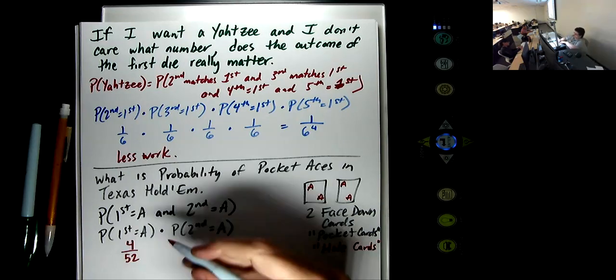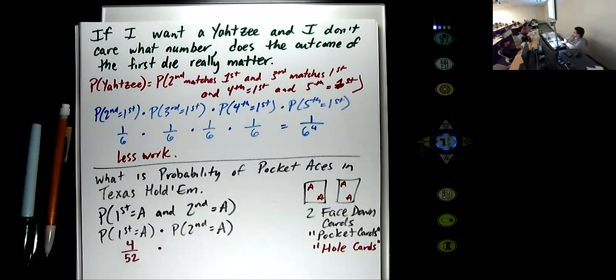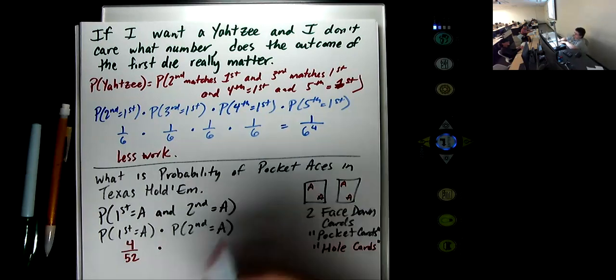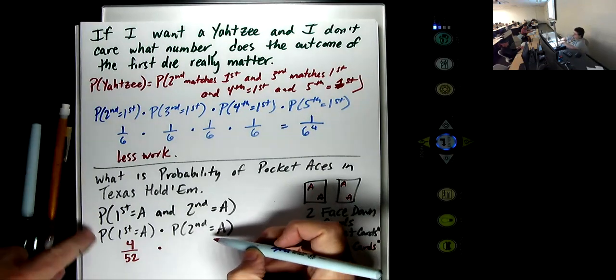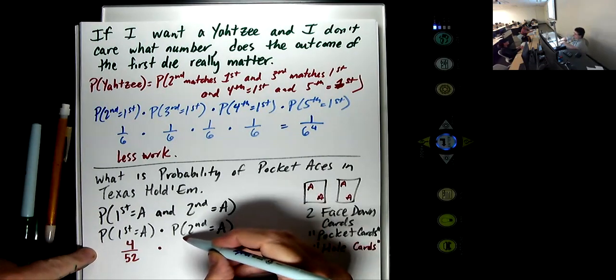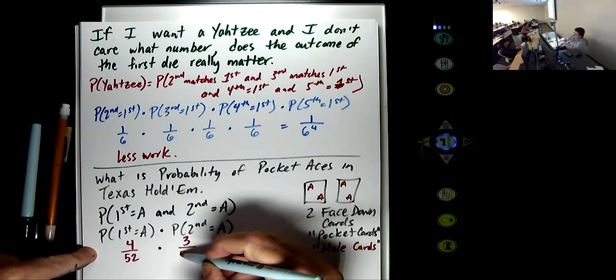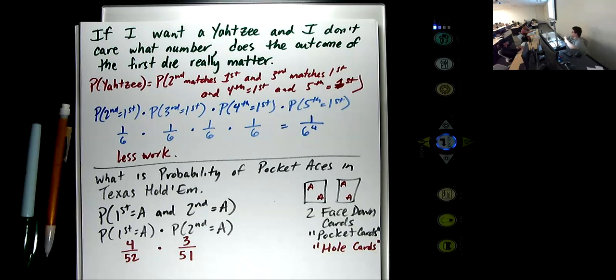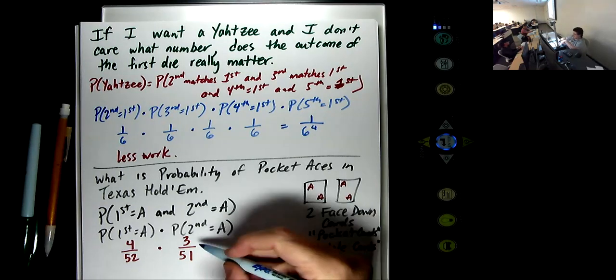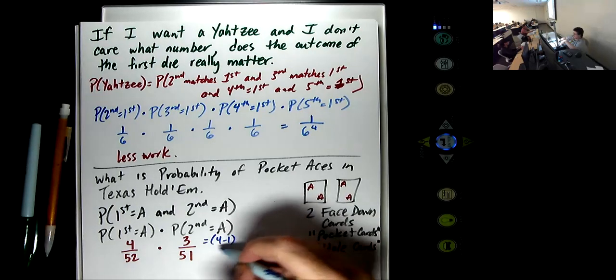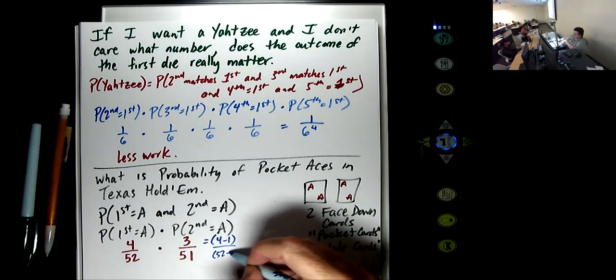And the probability of your second card, assuming you don't see any other cards, and you don't, the hole cards are all dealt face down, you don't see anyone else's cards. After the first card, there are only 3 aces left in the deck, and only 51 cards left in the deck. You've withdrawn 1. I got that by doing 4 minus 1 over 52 minus 1.